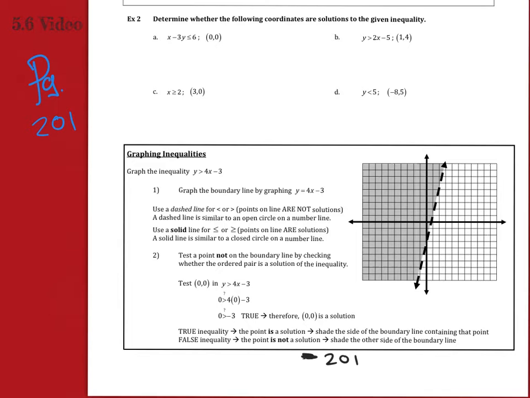So these problems are really straightforward. You're going to graph the boundary line just like you would graph a regular equation. So y-intercept of negative 3, slope is positive 4. So you go down to that y-intercept of negative 3 and then up 4 over 1.